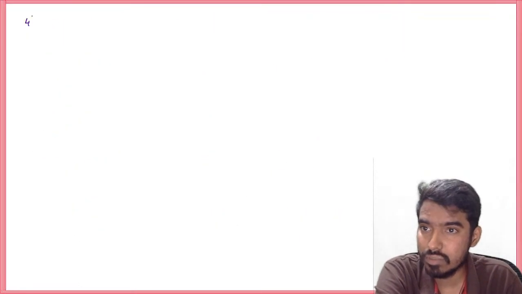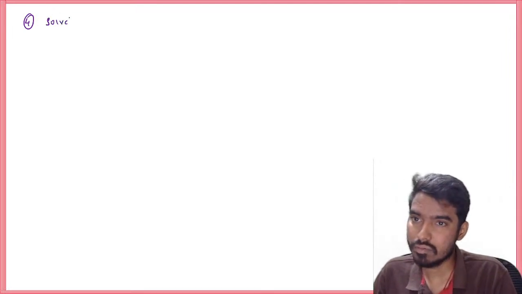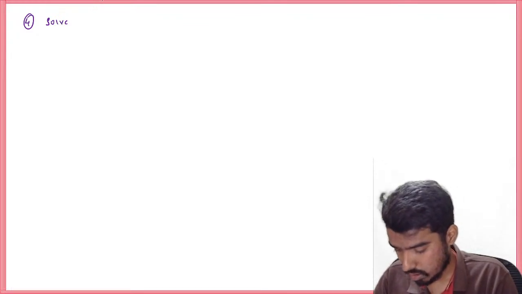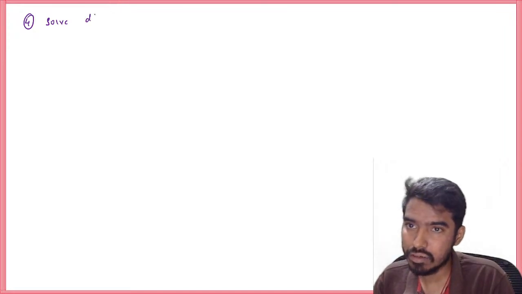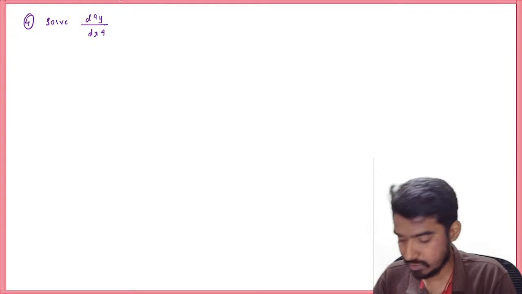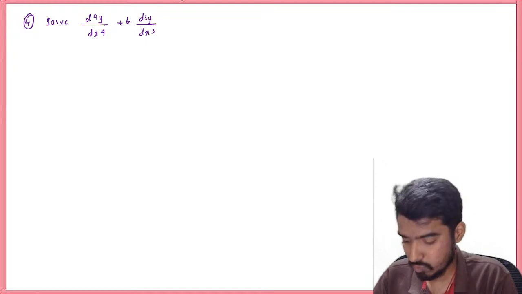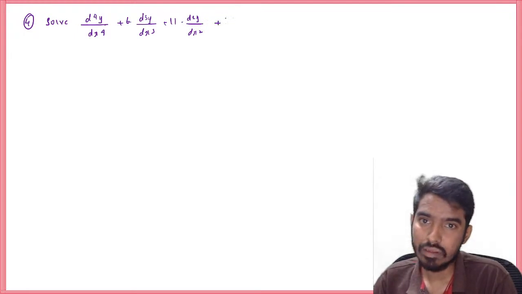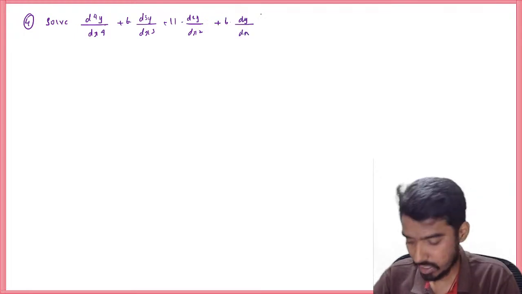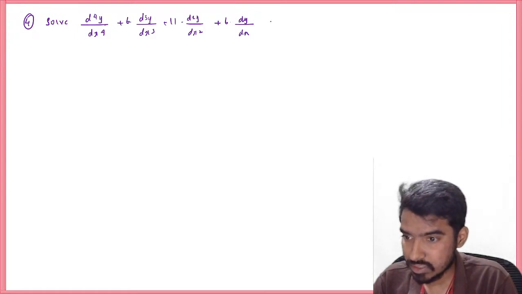Okay. Now the fourth problem. So solve, this is a UPSC question. So solve d power 4y by dx power 4 plus 6 times d cube y by dx cube plus 11 times d square y by dx square plus 6 times dy by dx.